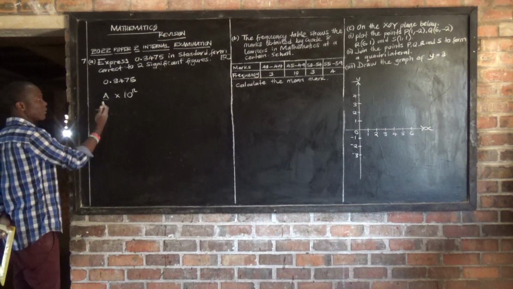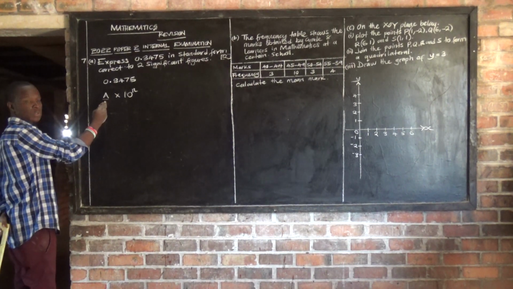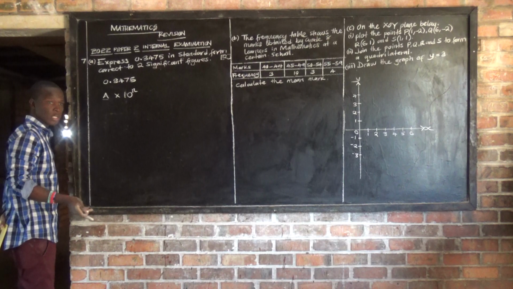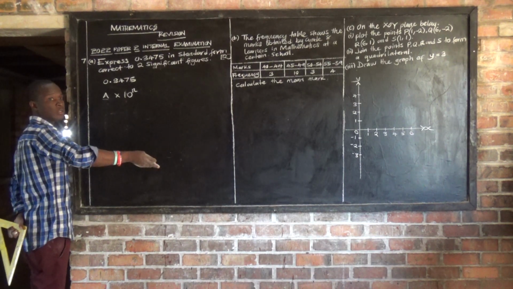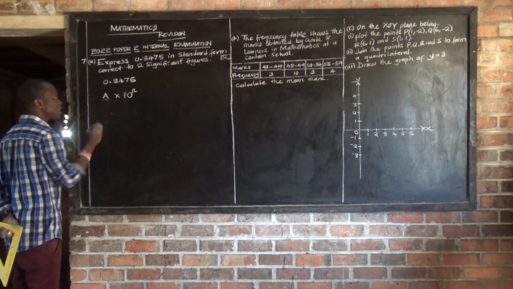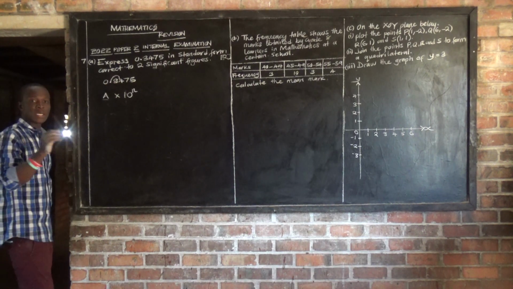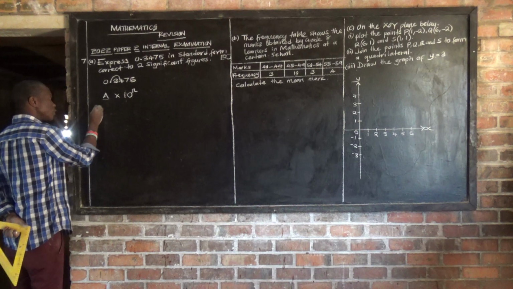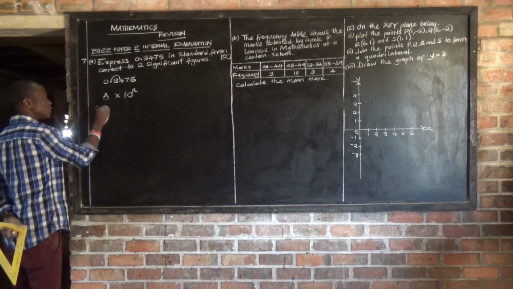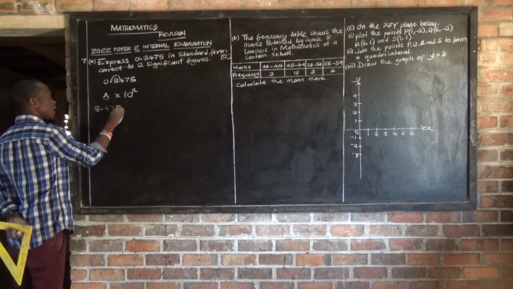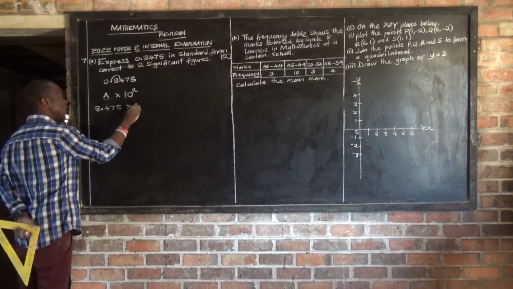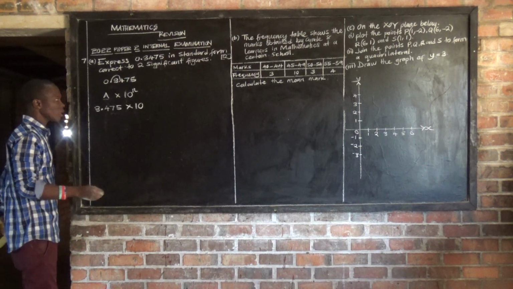Now this number, we cannot put where A is, because this number is less than 1, right? So we need to increase this number. The only way we can increase this number is by moving this decimal place, and you put this decimal place in between what? 3 and what? 4. So we're going to have 3.475 multiplied by 10 raised to the power n.